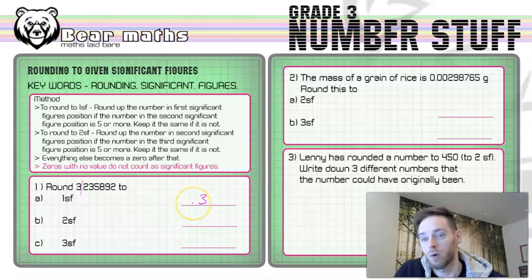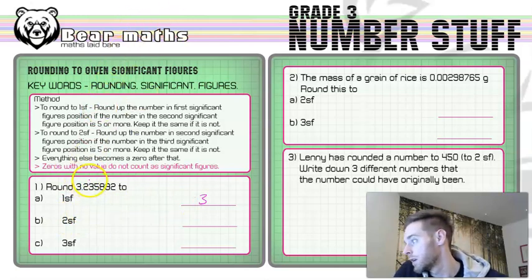We don't need to write the 0.00000, etc. Two significant figures. Well, if I just get rid of that line there and pop a new line in, that's our second significant figure, the 2, and the 3 afterwards is the third significant figure. So the 3 does nothing to that 2. Therefore, our answer is 3.2.